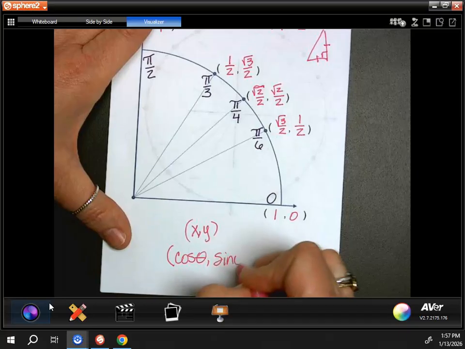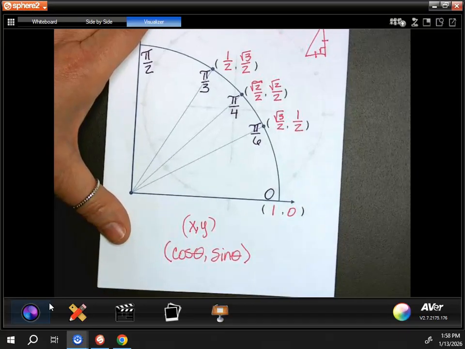Okay. And I want you to remember that for every x, y, that means that we have cosine theta, sine theta. It's in alphabetical order, just like x and y. Okay. Any questions at all?